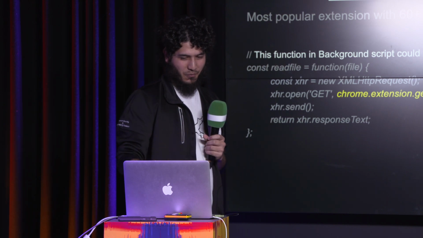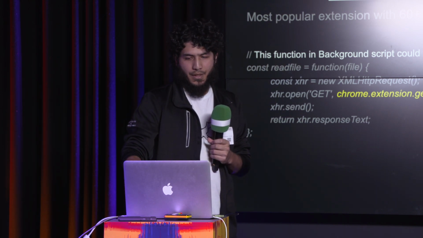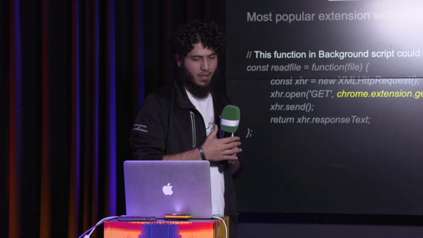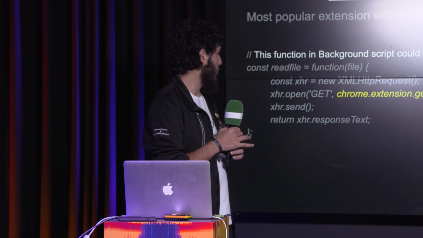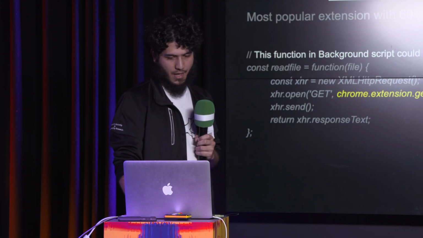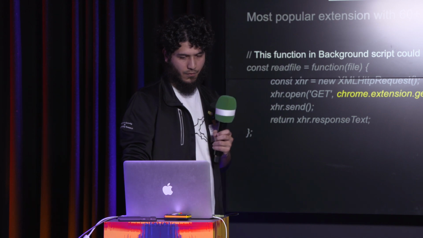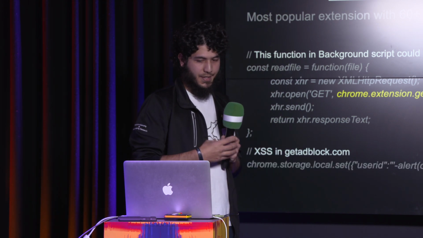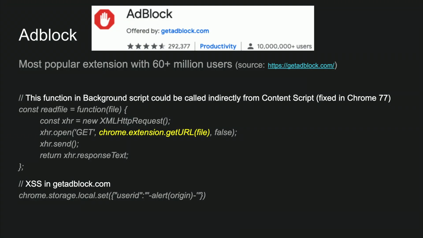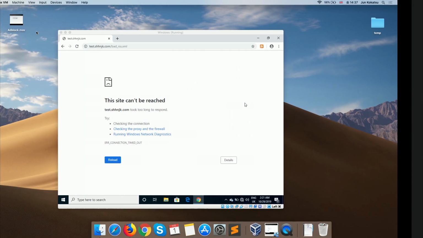But yeah, this one, so I will talk about fixed bugs. Basically there was the same bug, chrome.extension.getURL. They get a URL from the content script and try to pass it, so you can read content cross-site. You could do XSS in getadblock because they had a content script where they try to get the user ID and add it as an argument in the content script of adblock.com, getadblock.com, where you could just change the content and inject a script. But I will show you a video.